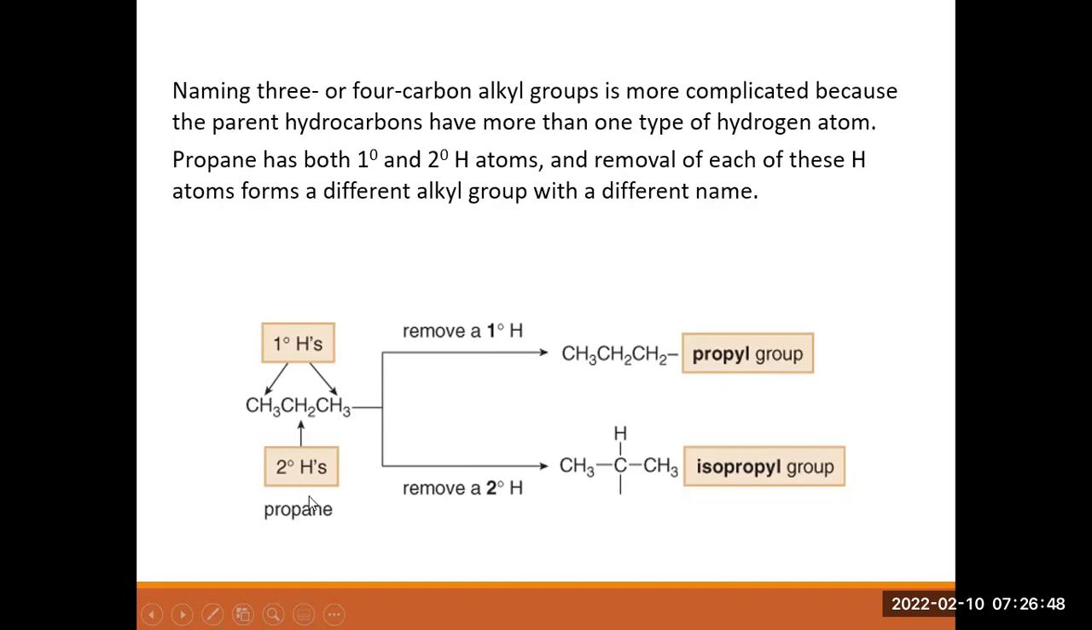But this time, what about removing two? Because a secondary hydrogen atom means there are two bonds possible. So if you remove two hydrogen, that propyl becomes isopropyl. For now, I think it's just best to remember the different structure and the name associated with the structure. You can always go back anyway to the presentation.